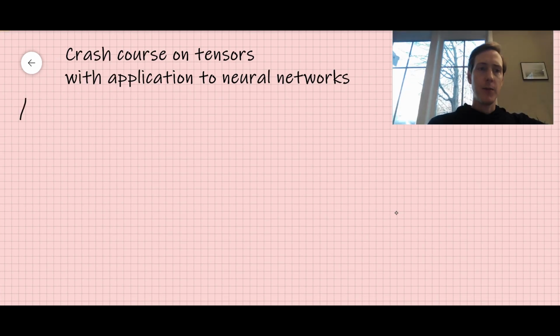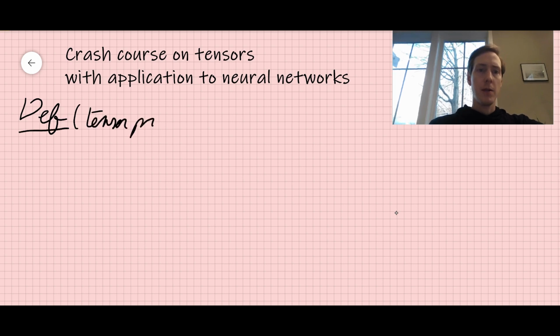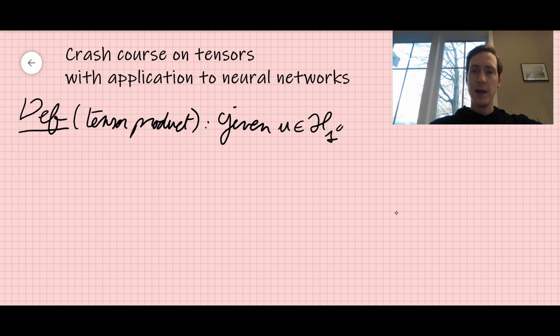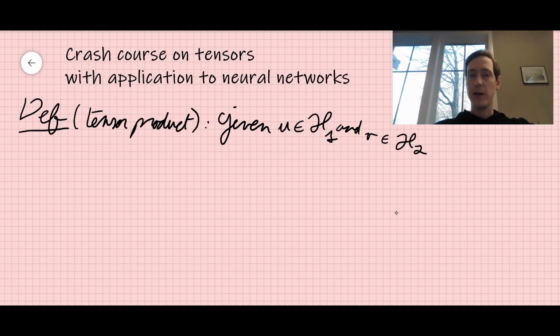Okay, so let's start with a definition of what is a tensor product. So we are given two vectors. Let's call them U in H1, so H1 is a Hilbert space, and V is in H2. H2 is some other Hilbert space. If you want, you can just think about R^d, a finite d-dimensional Euclidean space.